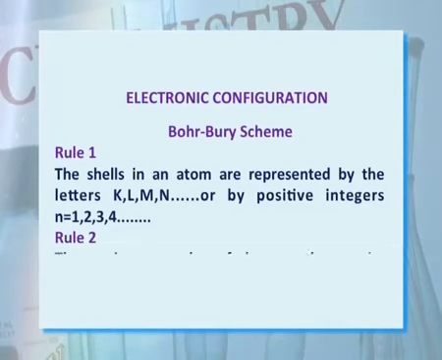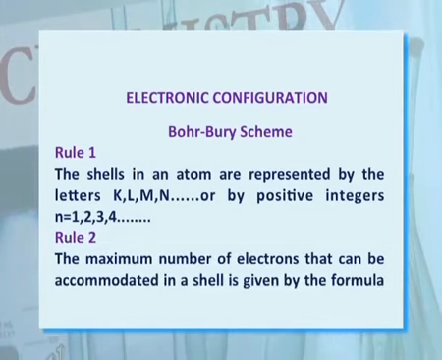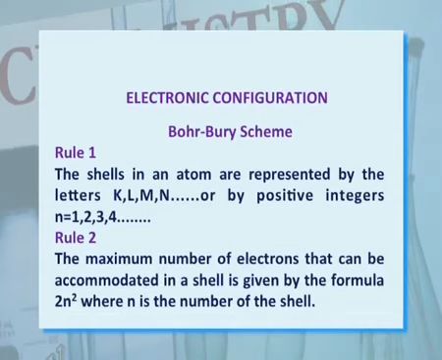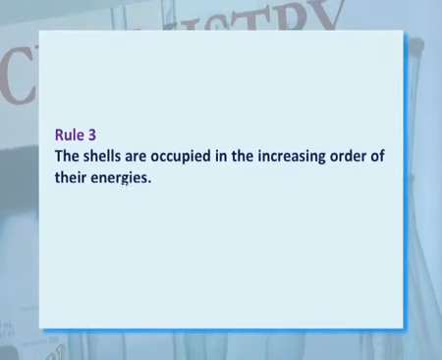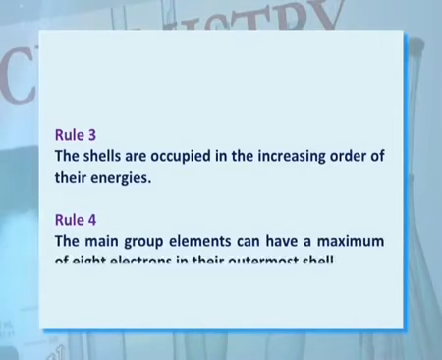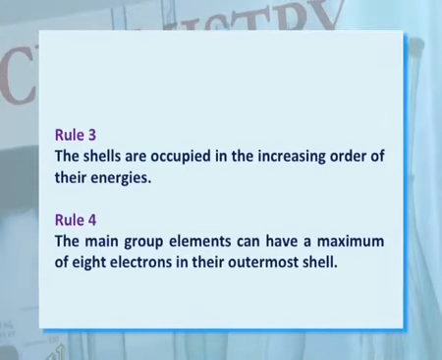Rule 2: the maximum number of electrons that can be accommodated in a shell is given by the formula 2n squared, where n is the shell number. Rule 3: the shells are occupied in increasing order of their energies. That means the first shell will fill up first, then electrons will go to the second shell and third shell, and so on. Rule 4: the main group elements can have a maximum of 8 electrons in their outermost shell.